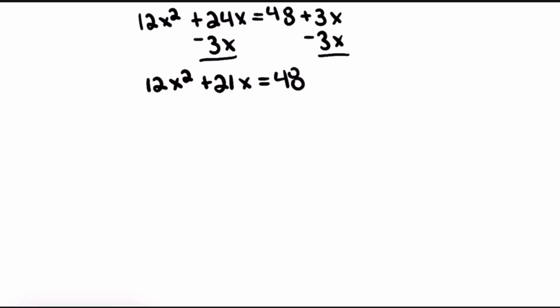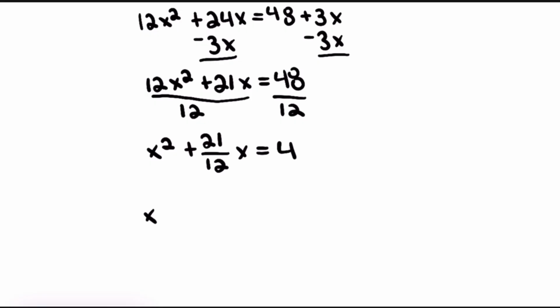Alright, so now to complete the square, the coefficient of the x squared term needs to be 1. And currently, our x squared term is 12. We're going to divide each side by 12. So now, our new equation will look like this.